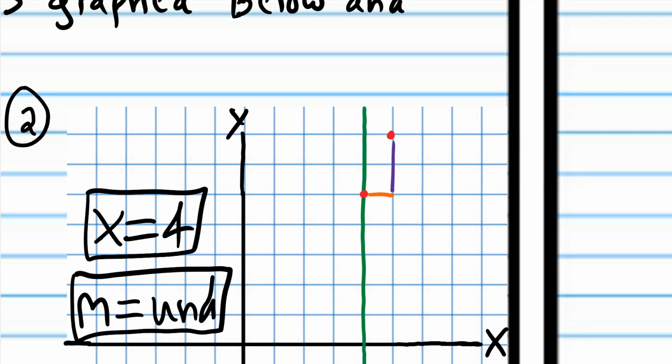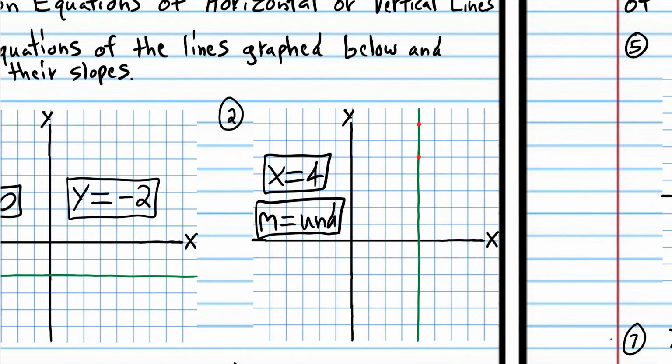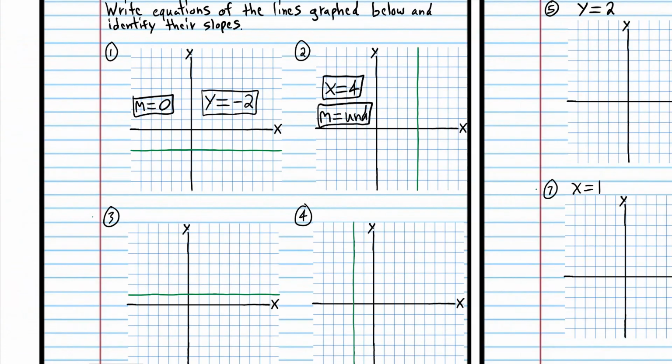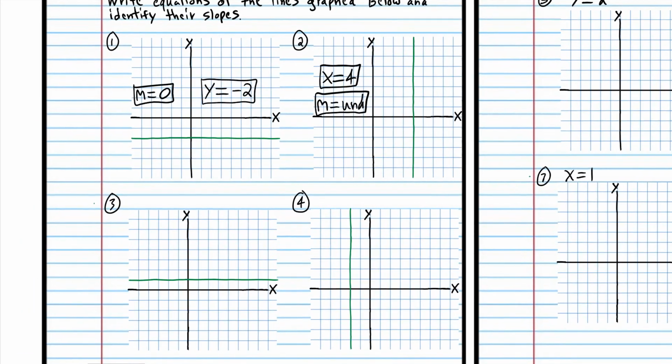But again, because all the points are on the line, there is no change in x. So you end up with 2 over 0. But remember, whenever you have 0 in the denominator of a fraction, it's considered to be undefined. It doesn't tell us anything. So that's how you graph vertical and horizontal lines. So go ahead and try number 3, and when you come back, we'll do it together.